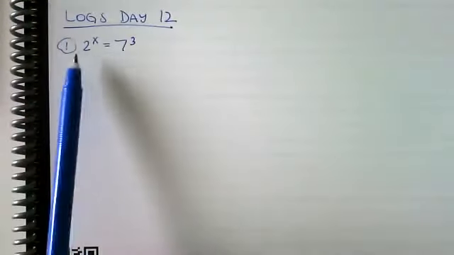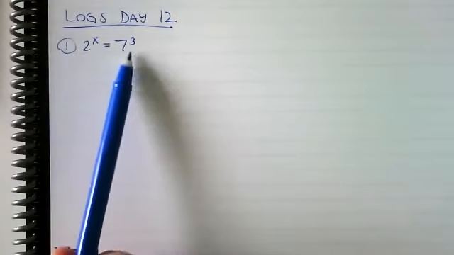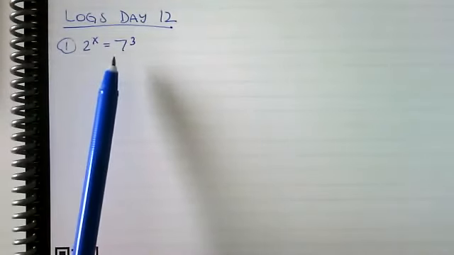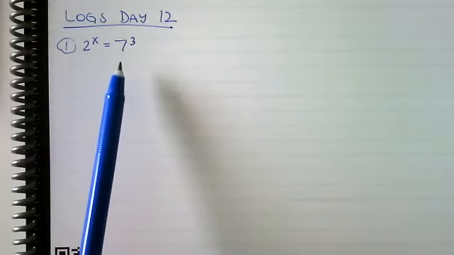So we're going to continue with solving exponential functions. But for today, we cannot turn our bases into the same number. So I've got 2 to the x equals 7 cubed. There's no way that I can turn a 2 into a 7 or a 7 into a 2. So for this one, I can't use the method that we used for Logs Day 11. I have to do something different.